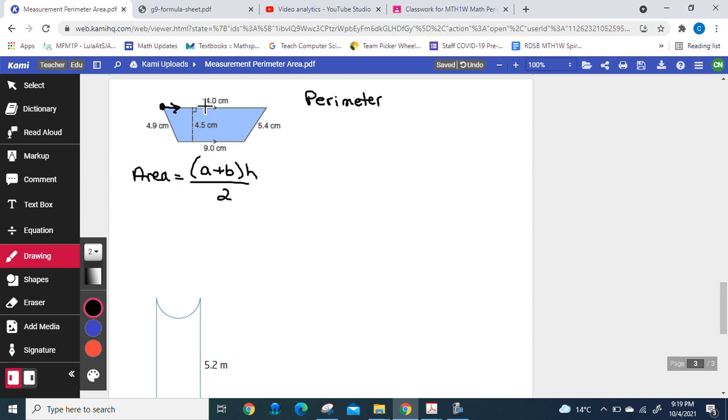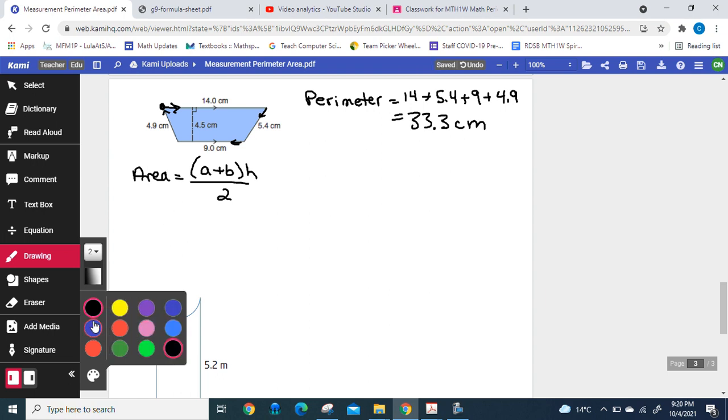Perfect. Let's start here and move our way around. So my perimeter is going to be 14 plus 5.4 plus 9 plus 4.9. Add those all up. Let's see. 14 plus 5.4 plus 9 plus 4.9 equals 33.3 centimeters.